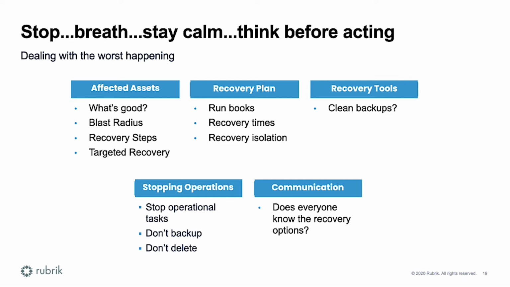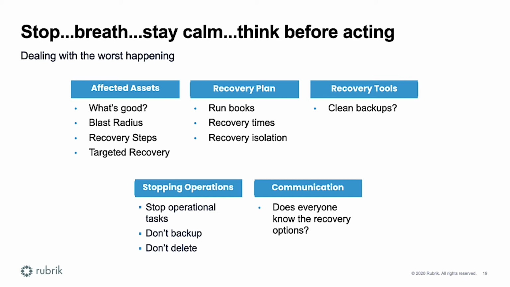What are the affected assets? What's the blast radius? What went bad? What was currently good? If you understand your blast radius, now what are your recovery steps? Blast radius doesn't necessarily mean just the database. It could be databases. It could be multiple databases on multiple servers. It could be a bunch of file servers. What is it at a high level? And then what are the recovery steps for each item on that blast radius?